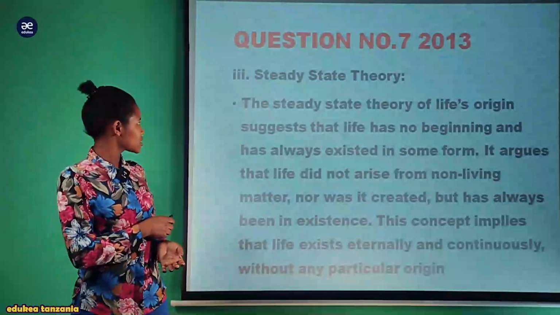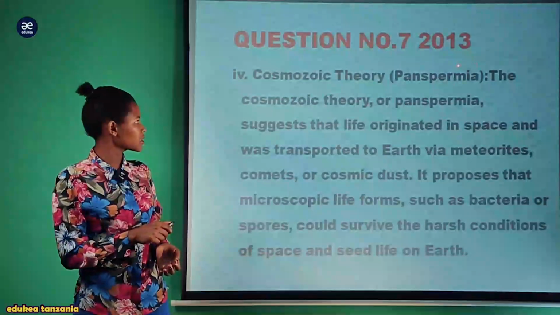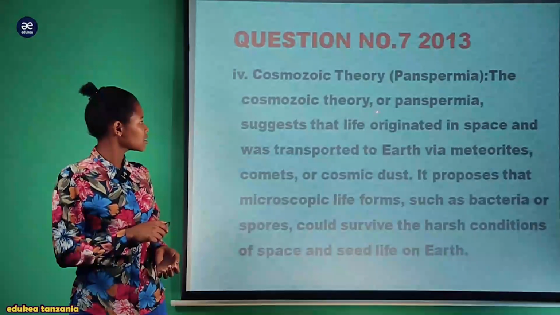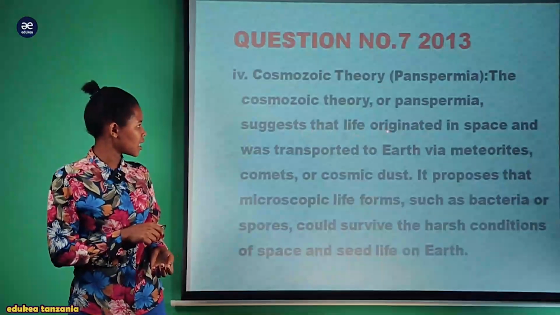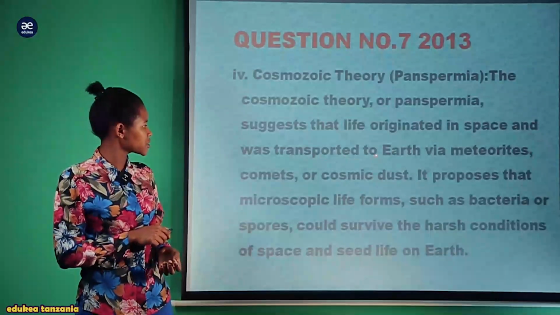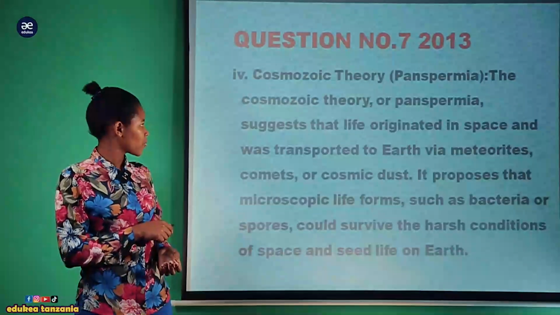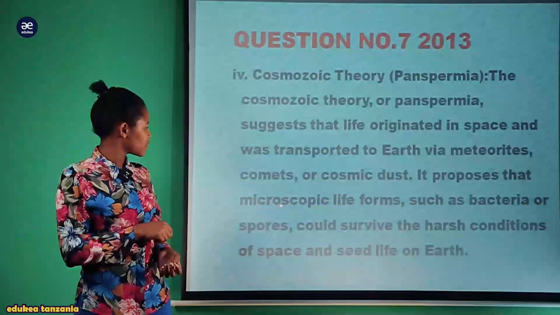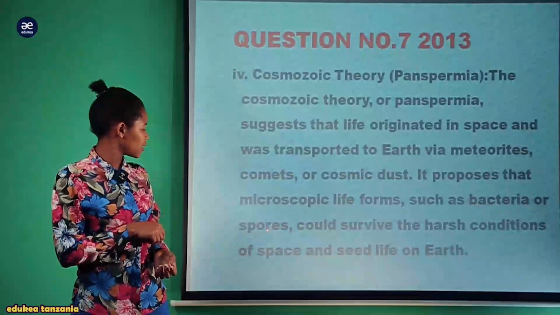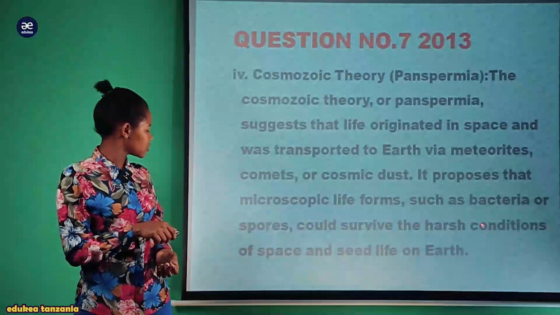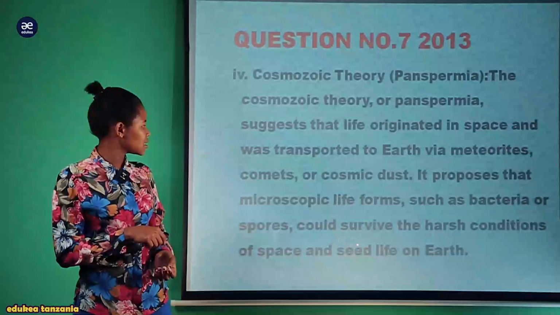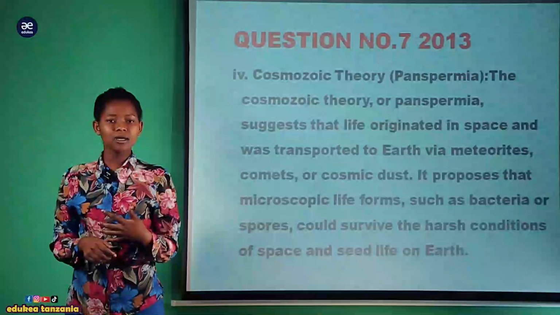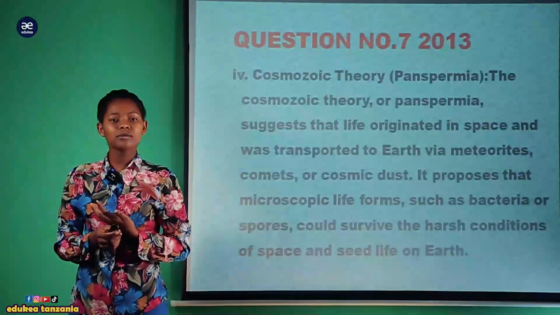And also, my dear students, let's take a look at the final one, which is the cosmozoic theory, or by another name you can call it panspermia. The cosmozoic theory or panspermia suggests that life originated in space and was transported to Earth via meteorites, comets, or cosmic dust. It proposes that microscopic life forms such as bacteria or spores could survive the harsh conditions of space and seed life on Earth. According to cosmozoic, the theory explains that life originated from space.